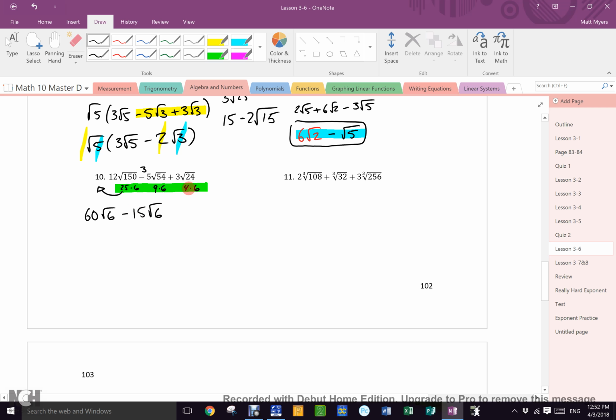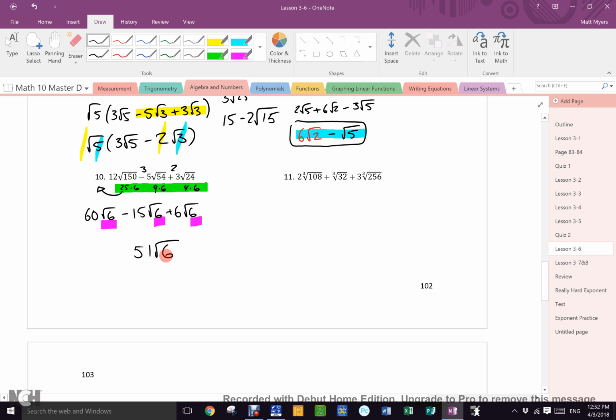What's square root of 4? What do I do with the 2 and the 3? Plus 6 root 6. What do I notice? There, and there. They're all 6s. So are they like terms? So what do I do? 60 minus 15 is 45. What's 45 plus 6? 51 root 6.